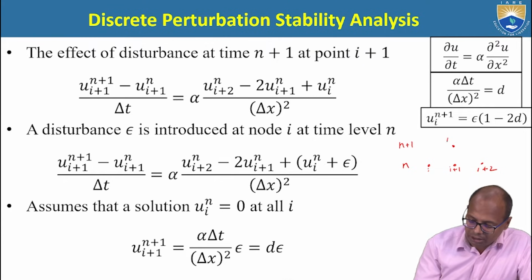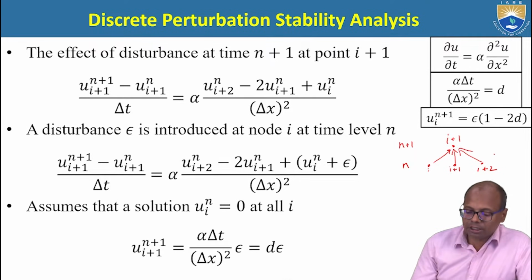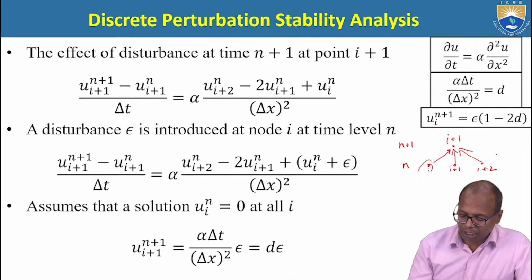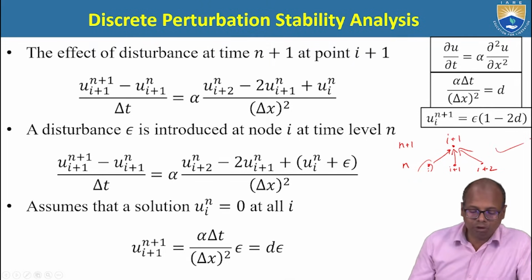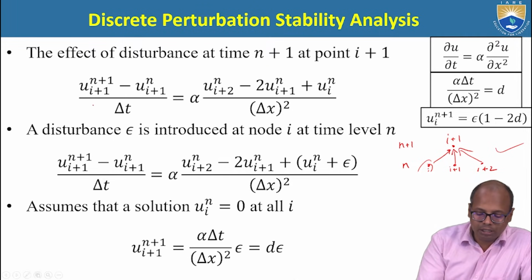Now here it is I plus 1. Now what is the effect of the disturbance at I, that we are going to see. So if I apply the FTCS like this, in space there is no change here, we are doing it at the I plus 1th node, and in time we are going forward, so it is a forward difference, n plus 1 minus n.